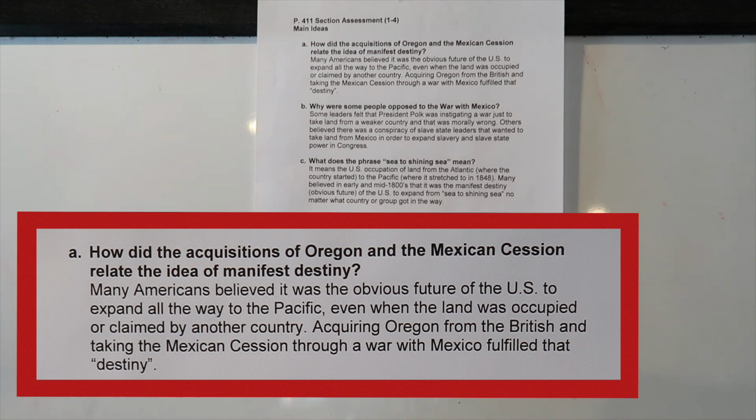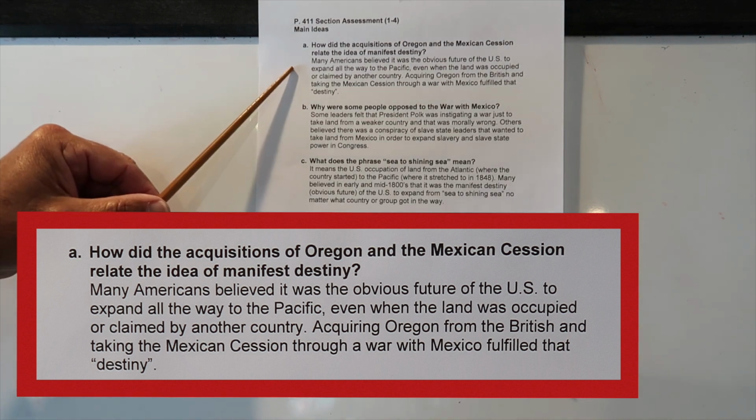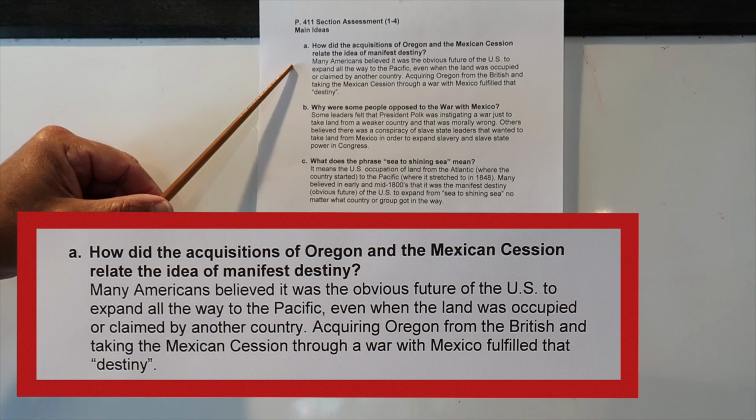And a good answer would be many Americans believed that it was the obvious future, that's what manifest destiny means, of the U.S. to expand all the way to the Pacific, even when the land was occupied or claimed by another country.